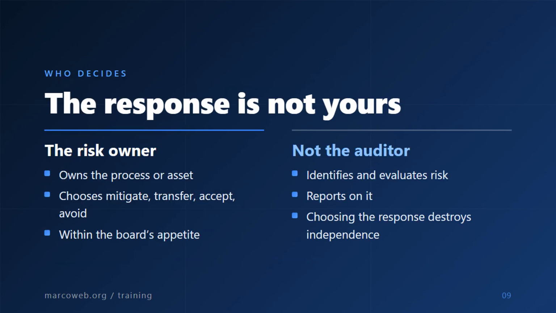Now, who decides the response? It is the risk owner, the person accountable for the process or asset the risk affects. They choose to mitigate, transfer, accept or avoid, within the appetite the board has set. The auditor identifies and evaluates the risk and reports on it, but must not choose the response, because making that management decision destroys independence, exactly as in Domain 1.